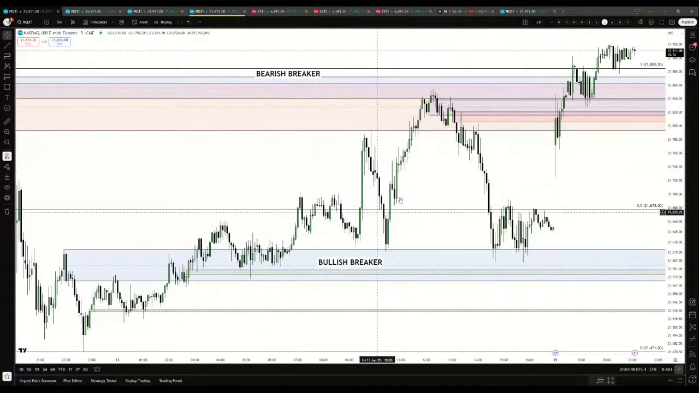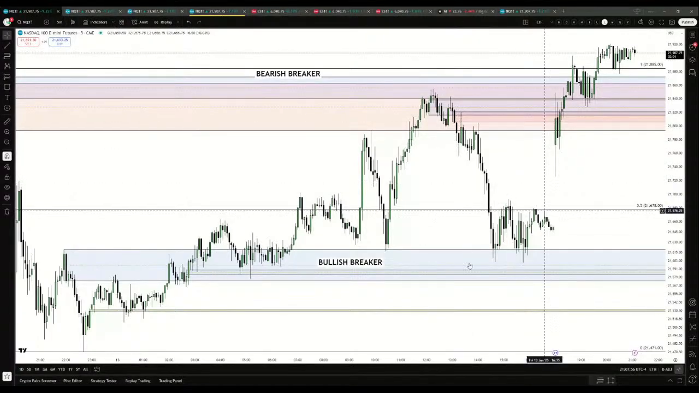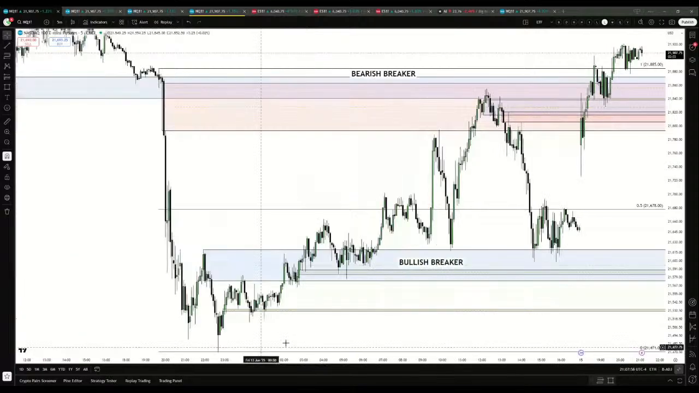If you're trading 0 DTEs and you take a strike that's way out of the money, you're probably not going to let that play out. All right, so that would be just the breakdown.